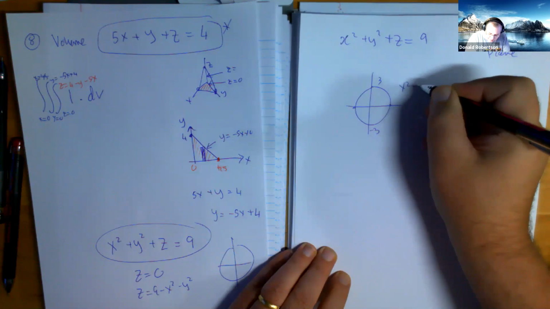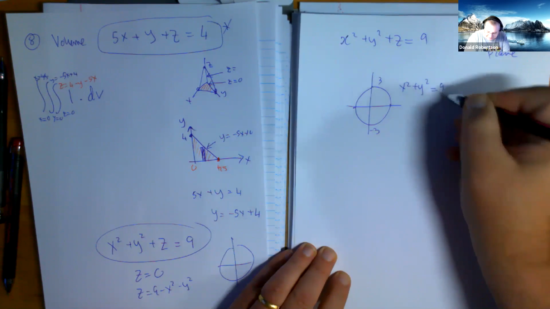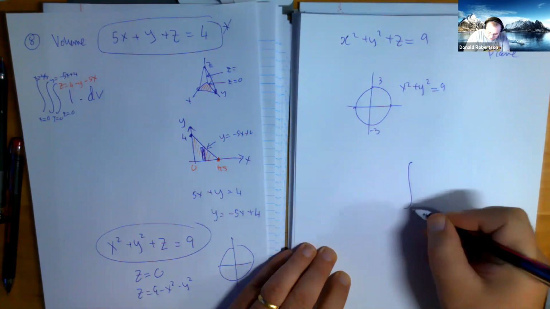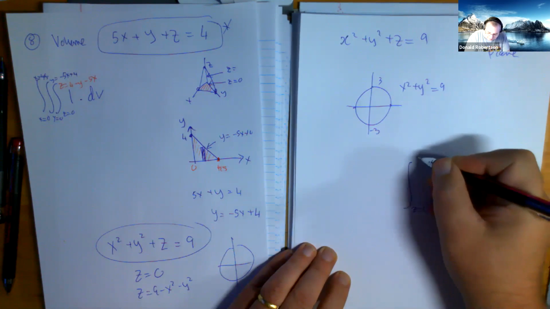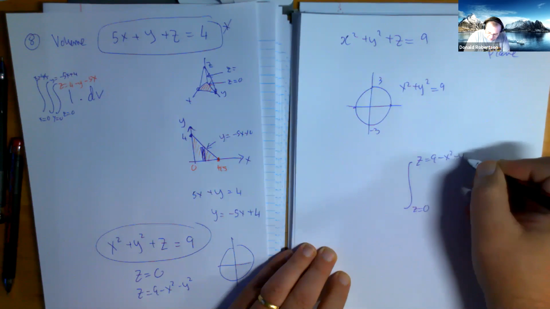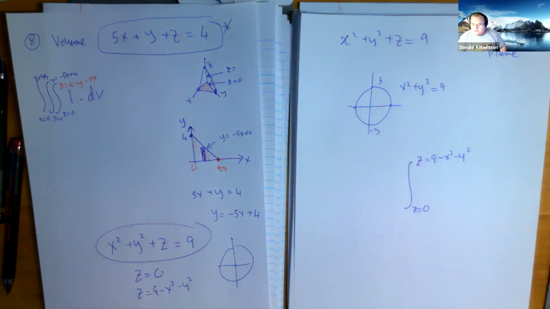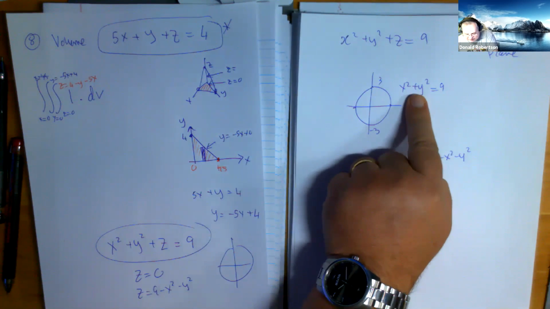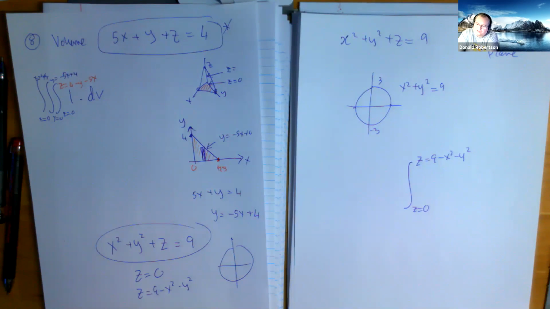And we got x squared plus y squared equals 9. Now, if I do the z guy, won't the z go from 0 to 9 take away x squared, take away y squared? Great. Now, do you notice something nice about circles?